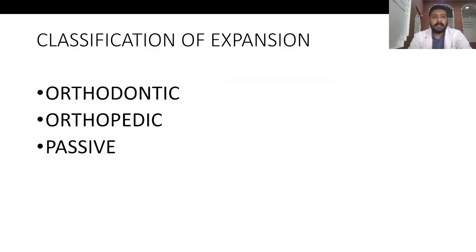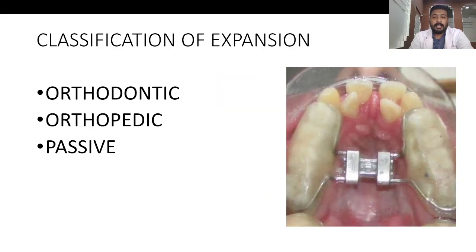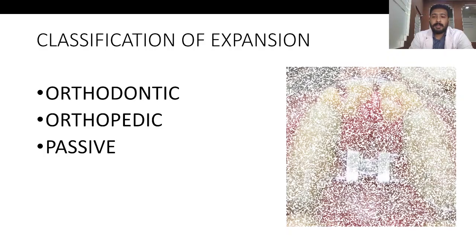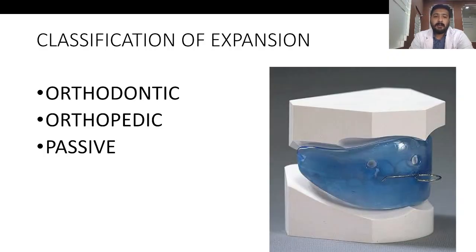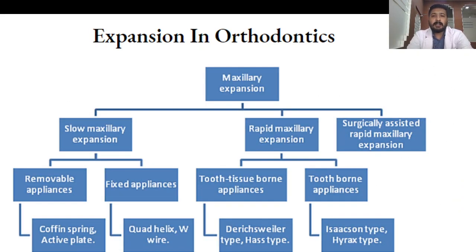So how do you classify expansion? Expansion can broadly be classified into three. That is orthodontic, where you use appliances like jackscrews and mainly removable appliances. You have orthopedic expansion, where you have skeletal expansion occurring, using expanders like the Hyrax, etc. And you have passive expansion, where you use Frankel appliances or vestibular screens. The broader classification of expansion is as shown, where you can divide it into three.